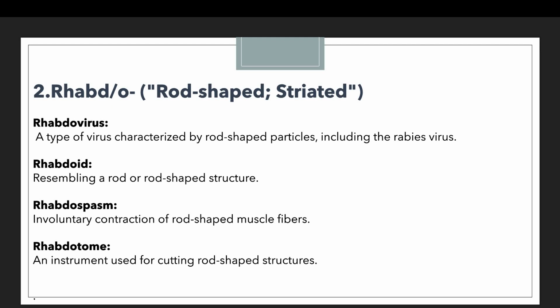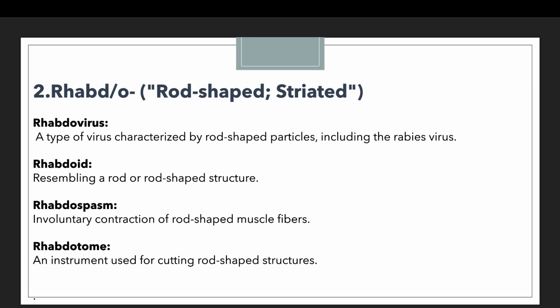Then we have rhabdoid. Now what is rhabdoid? Rhabdoid is something related to resembling a rod or rod shaped structure. So when we are describing something resembling a rod or rod shaped structure, then the terminology we will use is rhabdoid, which is composed with the prefix rhabdo.